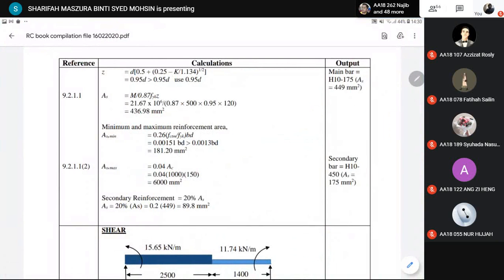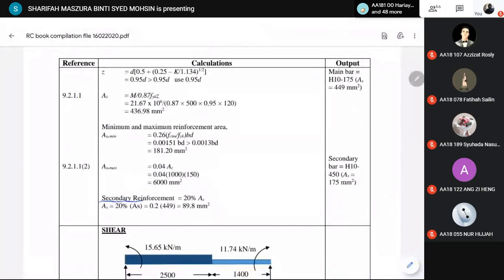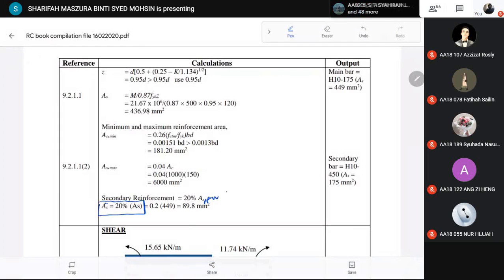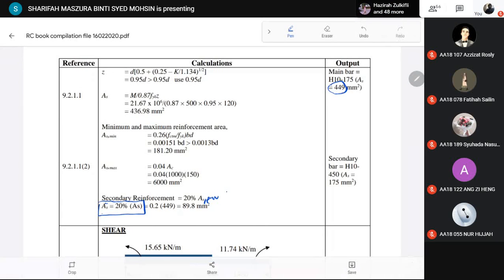For the secondary bar, before you provide it, compare As minimum with 20% of As provided for the main reinforcement here. So we provide 449, 20% of 449 is 89.8, which is lower than As minimum. So we provide the secondary bar based on As minimum.